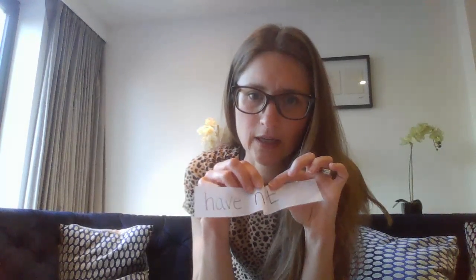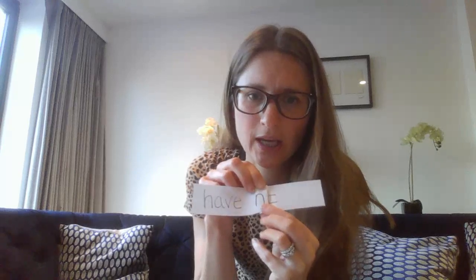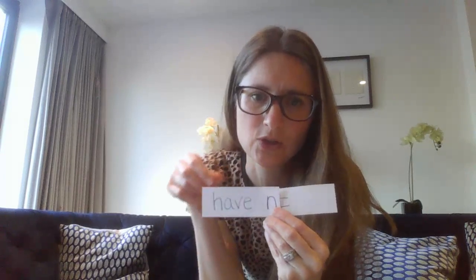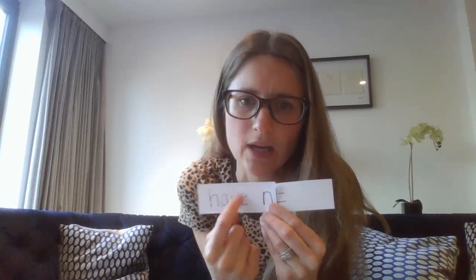Here we have the words have not. So if I squish it together, it would become haven't. So actually, those two would squish together a bit closer. So the N and the T would actually go closer together. And the apostrophe would go here, where I've taken away the O.